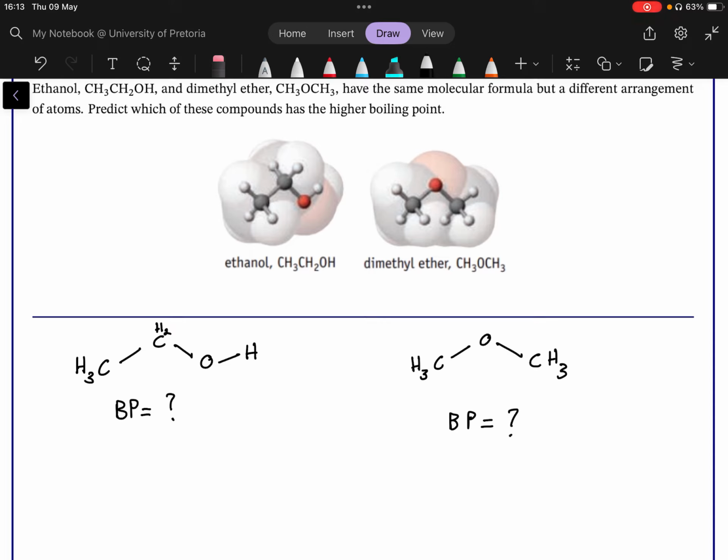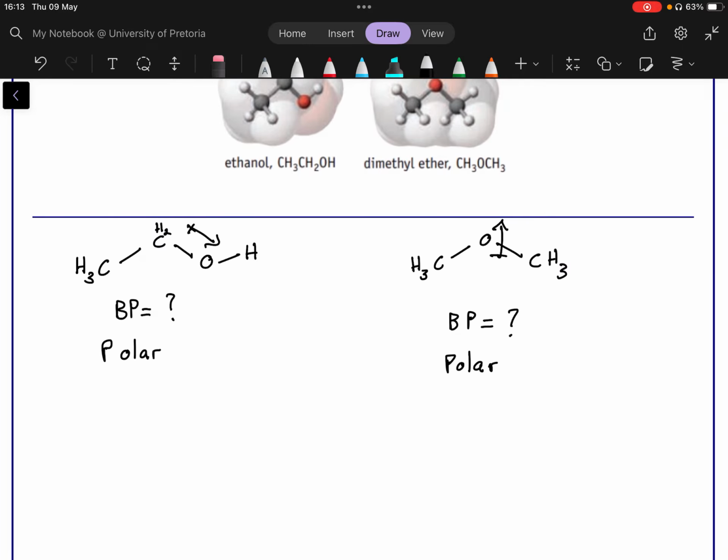So what we need to identify is what types of forces are going to be present in them. Both of these molecules are polar. This one is polar, right? Because there's an oxygen. If something has oxygen, it's bound to have a dipole moment. And this one the same. The dipole moment of this one is just towards the oxygen. So it's also polar.